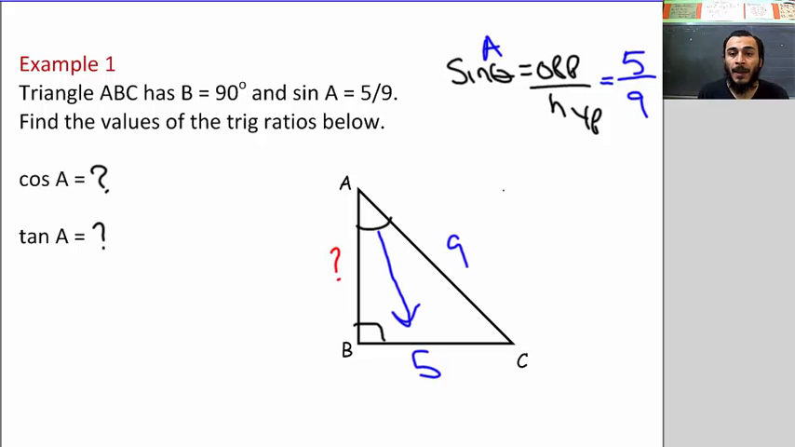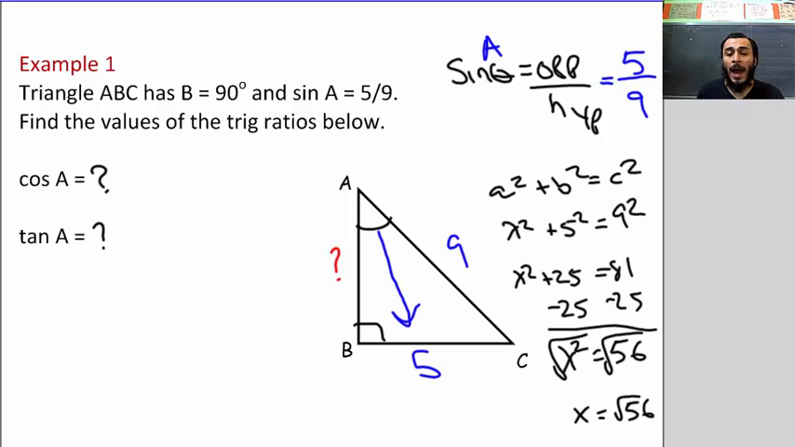So you're going to get a squared plus b squared equals c squared. After doing the Pythagorean theorem, we get that the missing side is radical 56. Now, can we simplify radical 56? Yes, we can. This can be simplified with radical 4 times radical 14. So we can say that in simplest form, the missing side is 2 radical 14. So let's use 2 radical 14 for this missing side.